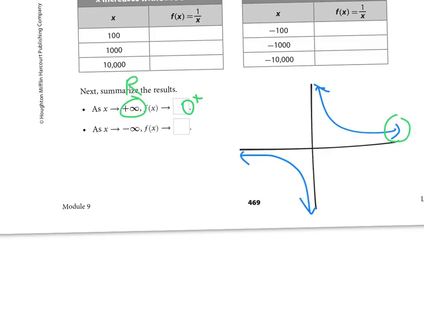And then as x approaches negative infinity, that's the left end of my graph. And what's happening to the left end of my graph? 0 from the negative side. So that means it's approaching 0. It's getting closer and closer and closer to the x-axis on the bottom side of the graph. That's all that means. The positive side of 0 means it's above the x-axis. The negative side of 0 means it's below the x-axis. That's what those two things mean.